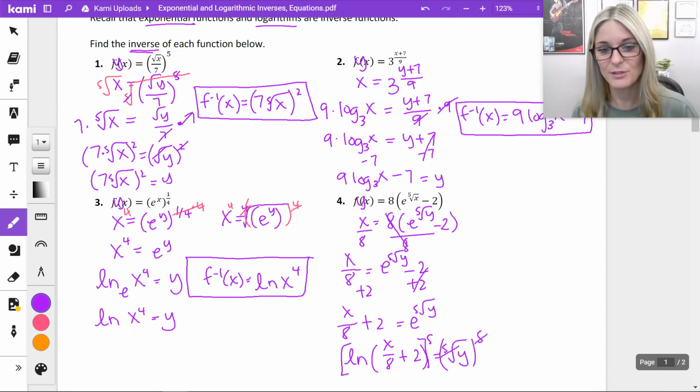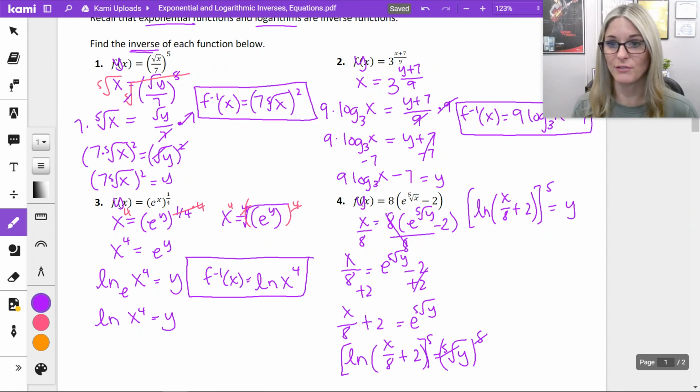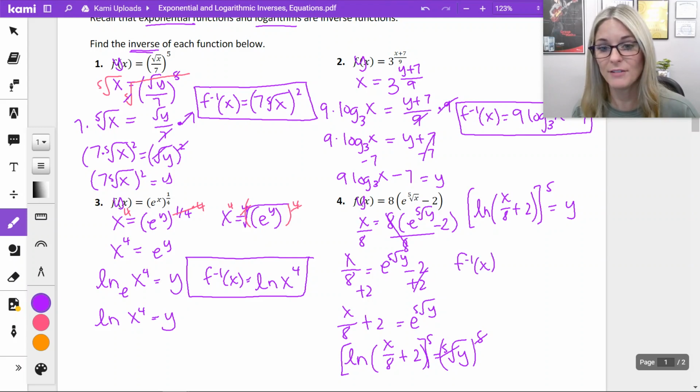Let me write it for you one more time here. We have the natural log of x over 8 plus 2, all raised to the fifth power, is equal to y, is my final answer, because I canceled out the fifth root by raising both sides to the fifth power. Let me write it in inverse notation. f inverse of x equals natural log, let me use big brackets here, natural log of x over 8 plus 2, all raised to the fifth power.